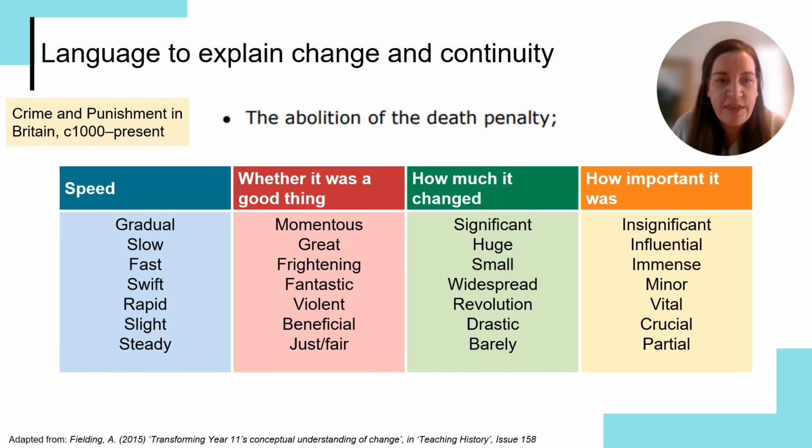Also continuing the thinking around language, think about how you can describe change or continuity, which is what the main focus of paper 1 is. Take, for example, the abolition of the death penalty from the Crime and Punishment unit. What language would you use to describe the speed of the abolition? Whether it was a good thing, how much it changed, and how important was that change. Using these words will help you explain a lot more clearly in your answers.